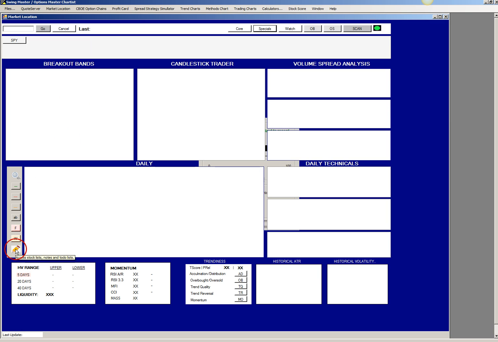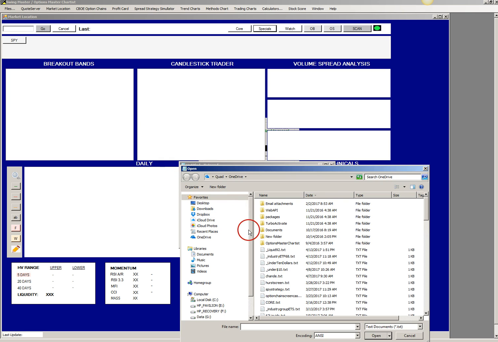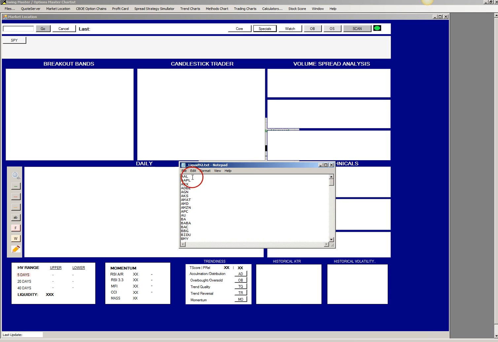You go down to the pencil icon here on the left, and that opens up the Windows Notepad. You have to have made up lists of stock symbols beforehand, but they're simple text files, and you just place the symbols one line after another. And then you can select all, copy and paste, or you can select a portion, and we'll just select a portion here.